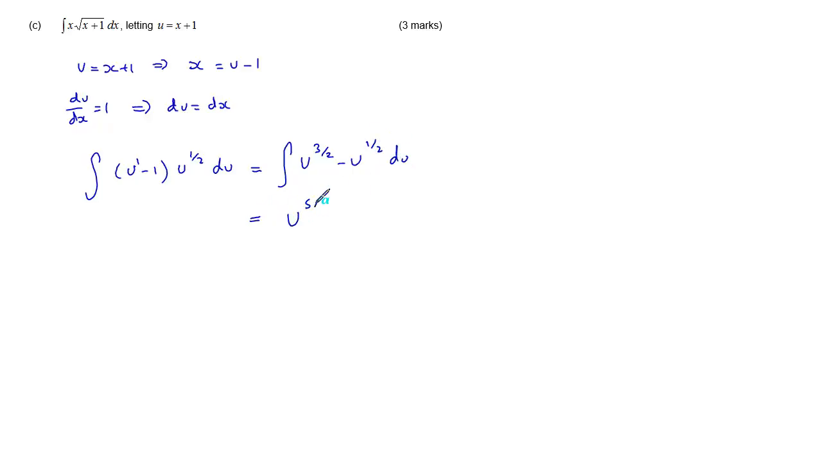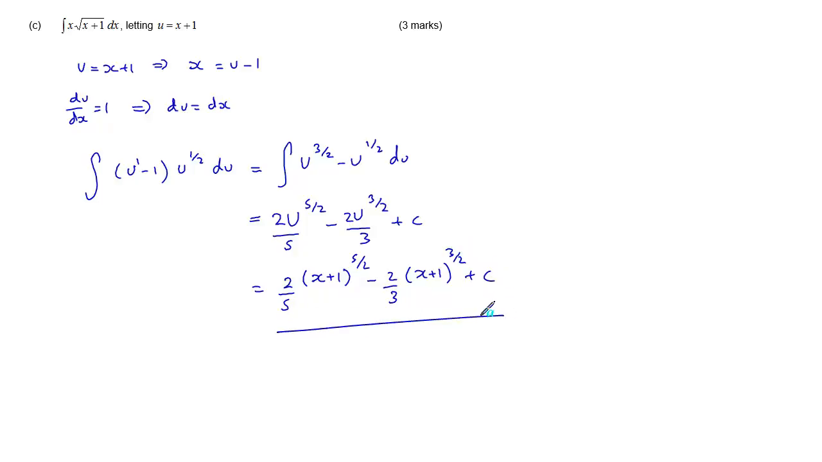So that's u to the 5 over 2, 2/5 of, u to the 3 over 2, 2/3 of. Remember we divide by the new power, but since it's a fraction, turn upside down and multiply. Add a constant. So that's going to be 2/5 of x plus 1 to the 5 over 2. Take away 2/3 of x plus 1 to the 3 over 2. Add a constant.